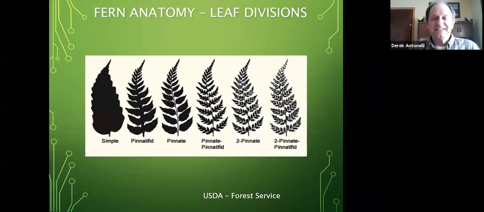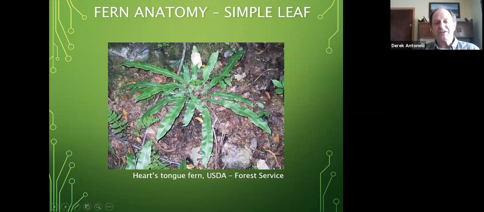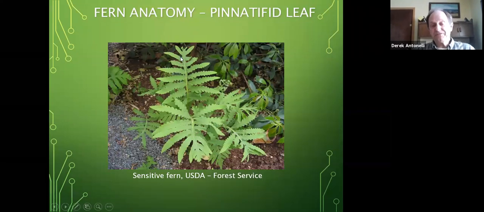But just to show you some different examples, this would be a simple leaf. Well, you can't hardly take a picture of a fern and not get another fern in. But anyway, we're looking at this fern now. You can see it's got a very simple leaf. No subdivisions on that. And we've got pinnatifid leaves. And here, you'll notice that it doesn't go all the way through to the rachis, doesn't go all the way through to that midrib. So that would be a pinnatifid leaf.